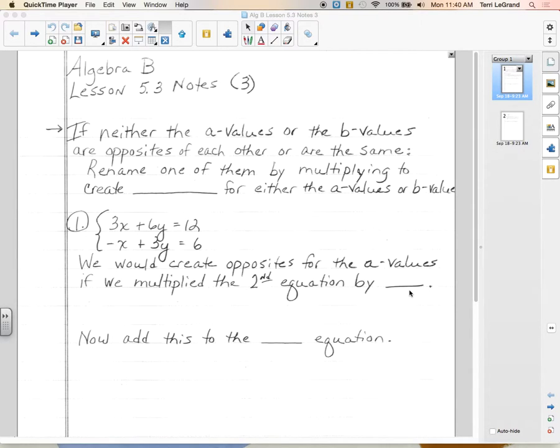If neither the A values nor the B values are opposites of each other, or the same. Remember, that's the thing we're looking for. We're looking for opposites. If they're not opposites, then we have the situation where they were the same. Either the A's were exactly the same or the B's were exactly the same. But what if neither situation is there? What if they're not opposites of each other to start with, nor are they the same? The A's are not the same as each other, or the B's aren't the same. Then what are we going to do?